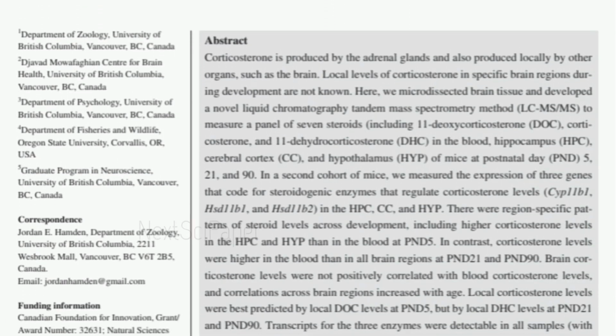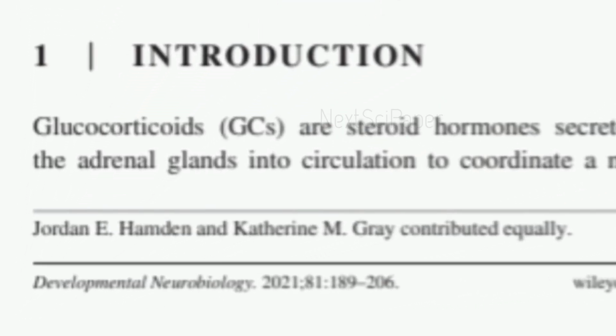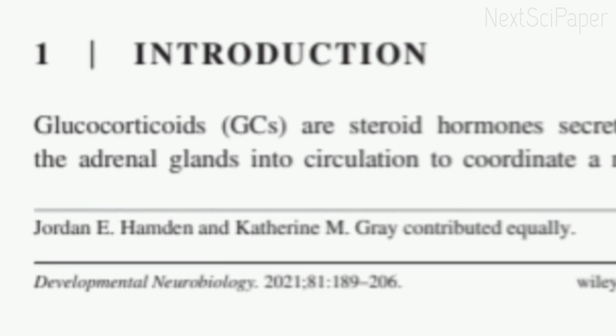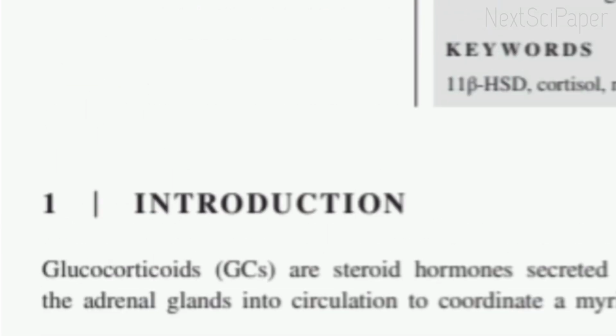Journals publish content periodically, and each publication cycle is called a volume. Each volume may contain several issues. On the first page, you'll usually see the publication year, the volume number, and the page range. For example, Volume 81, published in 2021, pages 189 to 206.